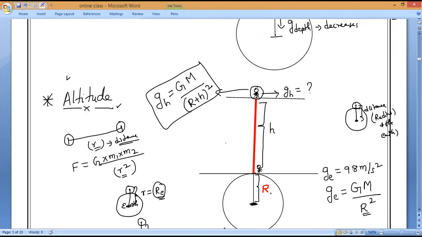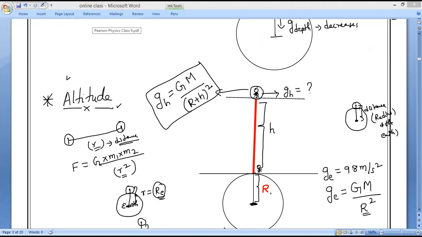So if you want to calculate the gravitational force above the ground, what formula do we have to use? Capital G into capital M divided by R plus H whole square. Is it okay? Any doubt, anybody?